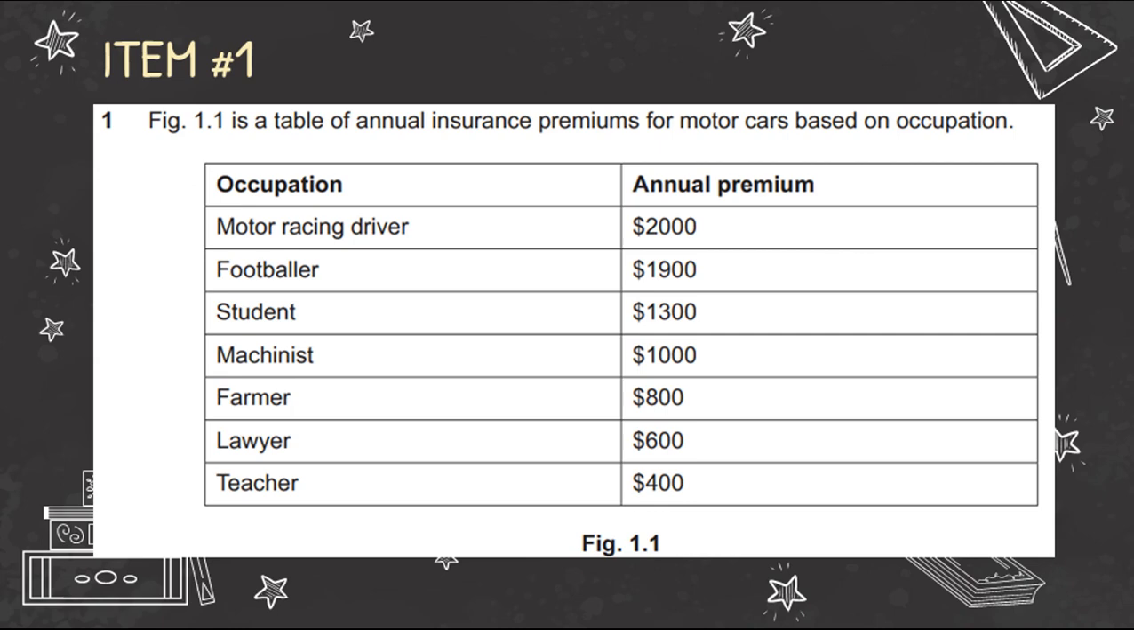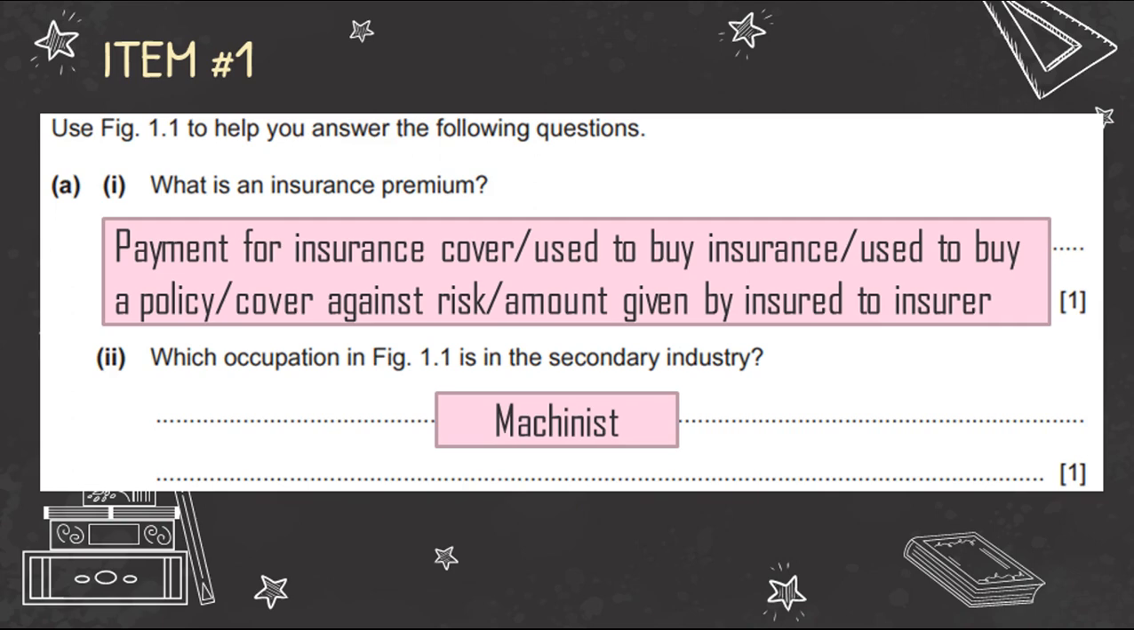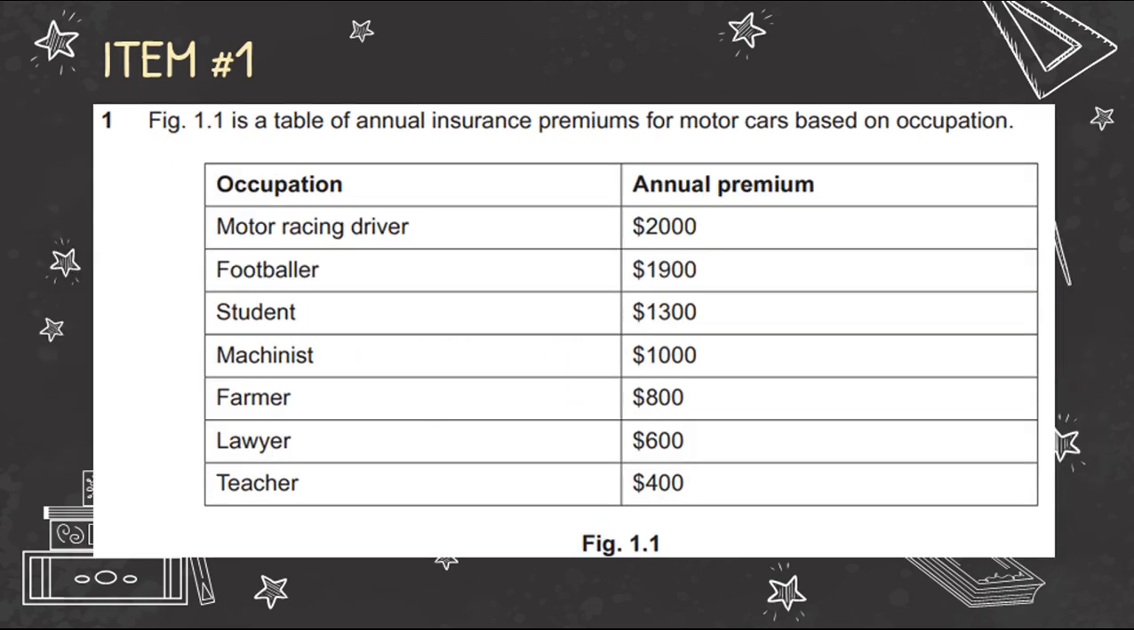So question A is, what is an insurance premium? As I've explained earlier, it is a payment for insurance cover, used to buy a policy or cover against risk, an amount given by the insured to the insurer. And the occupation which is in the secondary industry is, of course, the machinist. A machinist is a person who operates machines. And if you're going to analyze, there is a high premium charged to students for motor car insurance.